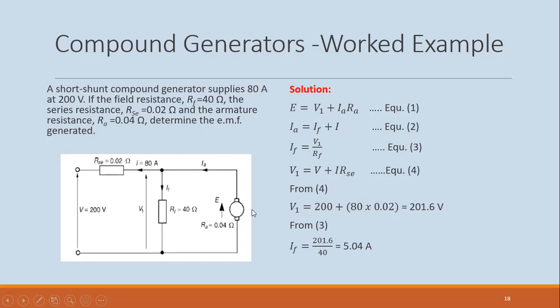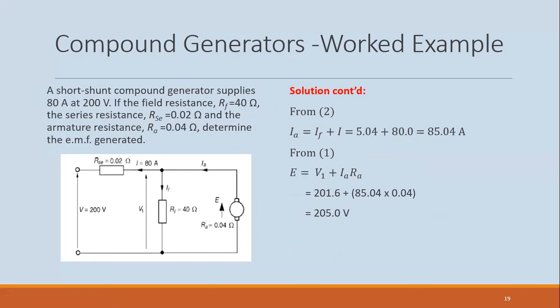So V1, we know V here is 200, I is 80, and RSE is 0.02. So V1 then is 201.6 volts. Now from this, we can work out what IF is equal to. IF is V1 over RF, so 201.6 divided by 40. So IF is equal to 5.04 amps.